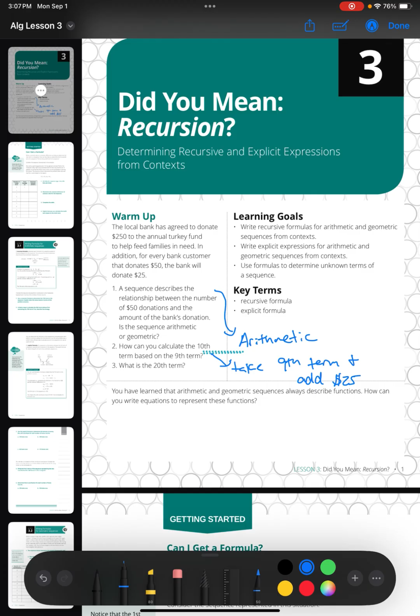And what is the 20th term? Well, if we were to continue to sit there and add $25 and $25, if we had a little table here, after one customer, we'd be at 25 plus the original 50. So at 0, we're at 50. At 1, we're at 75, and so on. We'd eventually get to the 20th term. And for the 20th term, if you keep adding 25, we would end up at $725.